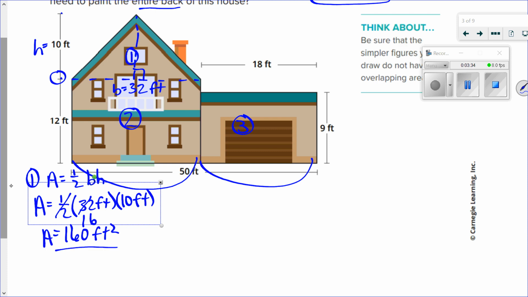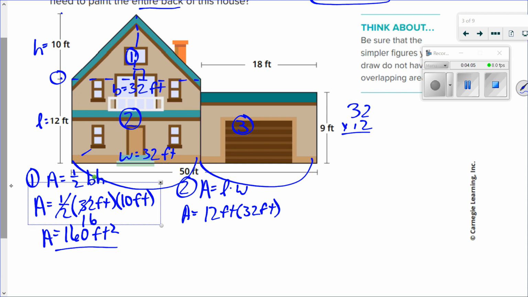The second figure is this rectangle right here. So on this one, the area of a rectangle is length times width. If I look at my sheet, all I need is a length and a width. It doesn't really matter what I call what, so I'm going to say that's my length. And my width is that same 32 that I found above. So now I just put those 2 numbers in my formula. 12 feet times 32 feet. So that one I'll do over here. 32 times 12 gives me 64, 320, 384 square feet for this piece of it.